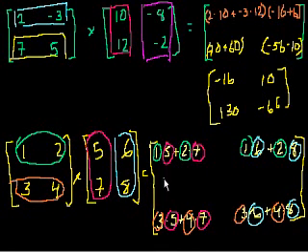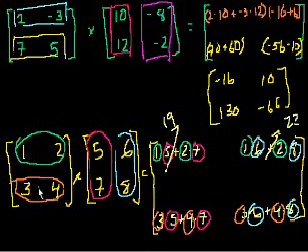And then we could, of course, simplify all of them. This was 1 times 5 plus 2 times 7, so that's 5 plus 14, which is 19. This is 1 times 6 plus 2 times 8, so that's 6 plus 16, which is 22. This is 3 times 5 plus 4 times 7, so 15 plus 28 is 43, if my math is correct. And then we have 3 times 6 plus 4 times 8, so that's 18 plus 32, that's 50.